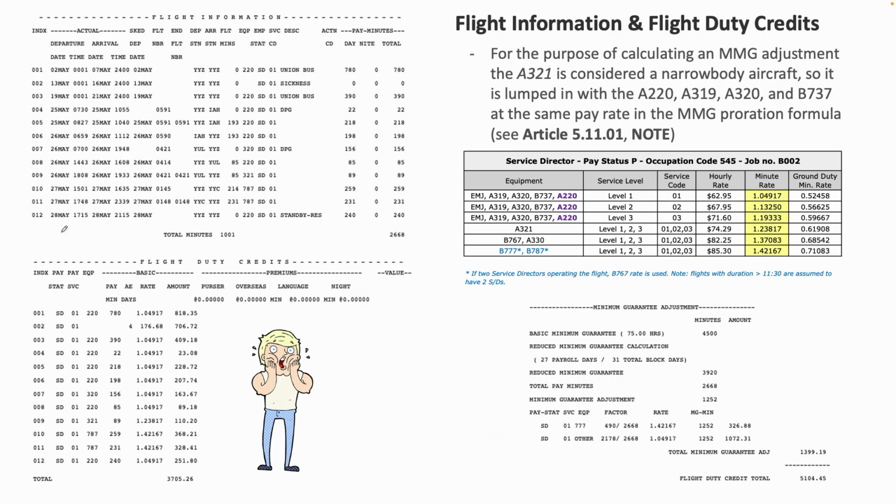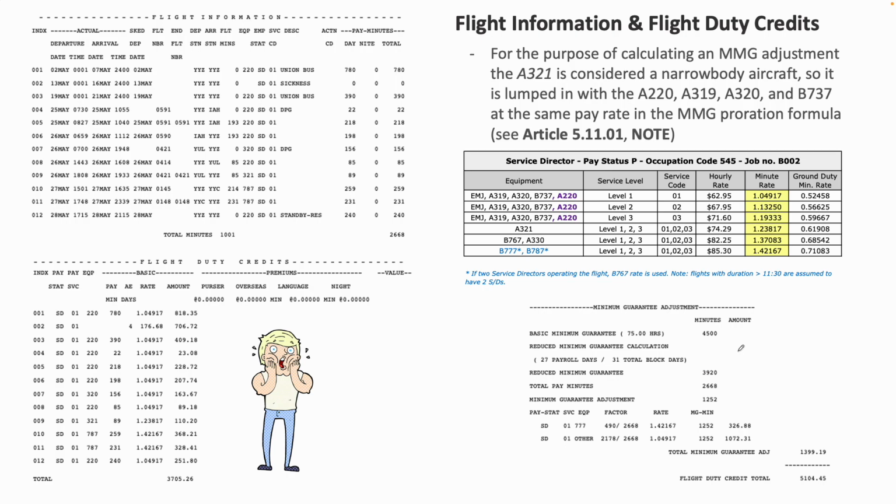Having said all of that, let us do some math now so we can verify our minimum monthly guarantee has been prorated correctly. So first, we see that I had 3,920 minutes as my reduced minimum monthly guarantee. We verified that that was correct after removing the 4 sick days and that they had been paid out correctly separately.